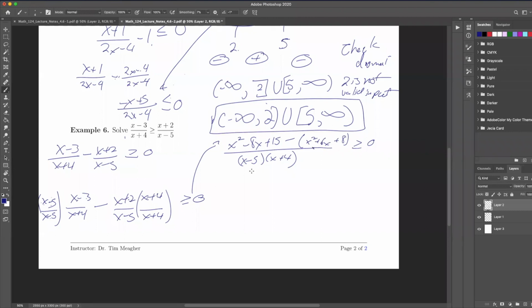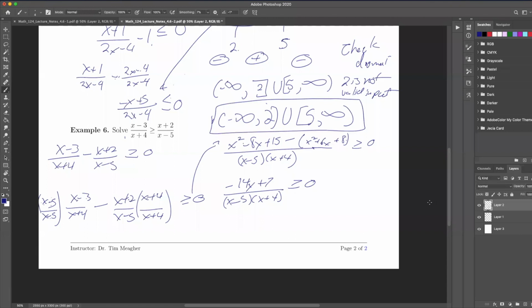All right, so now we just put these two together. The x squares cancel, so I'm just left with minus 8x minus 6x, which would be minus 14x. And then here I'll have plus 15 minus 8, which would be plus 7. And this is all over x minus 5, x plus 4. So all I did was add this polynomial to this polynomial. I get this is greater than or equal to 0.